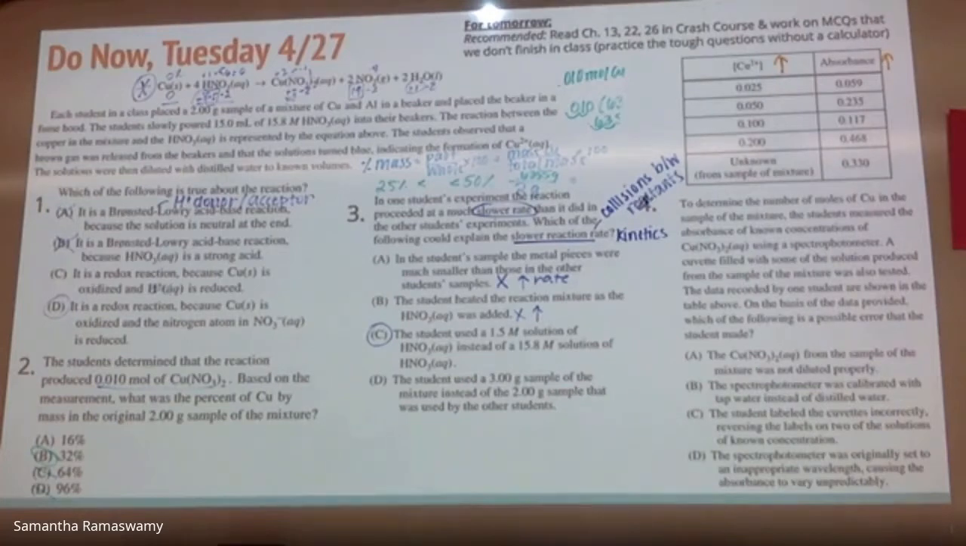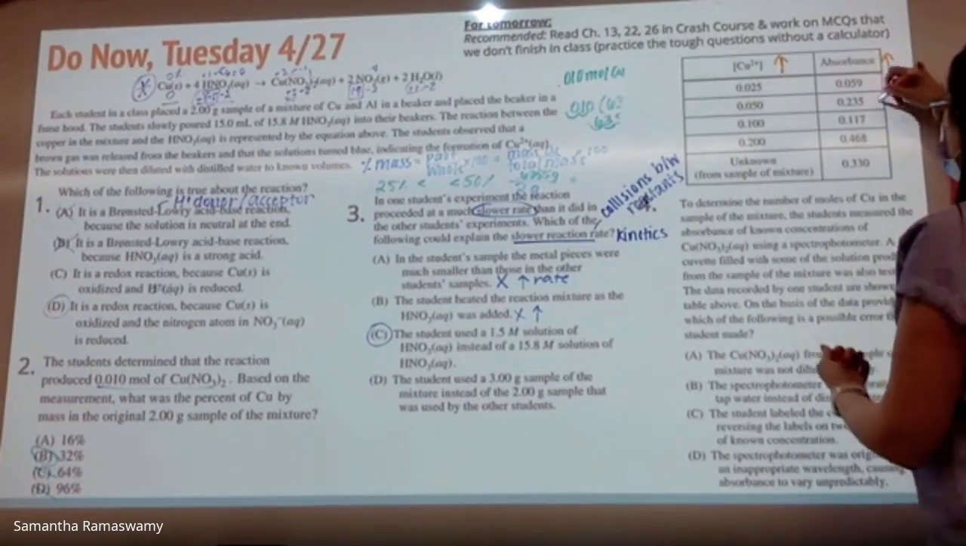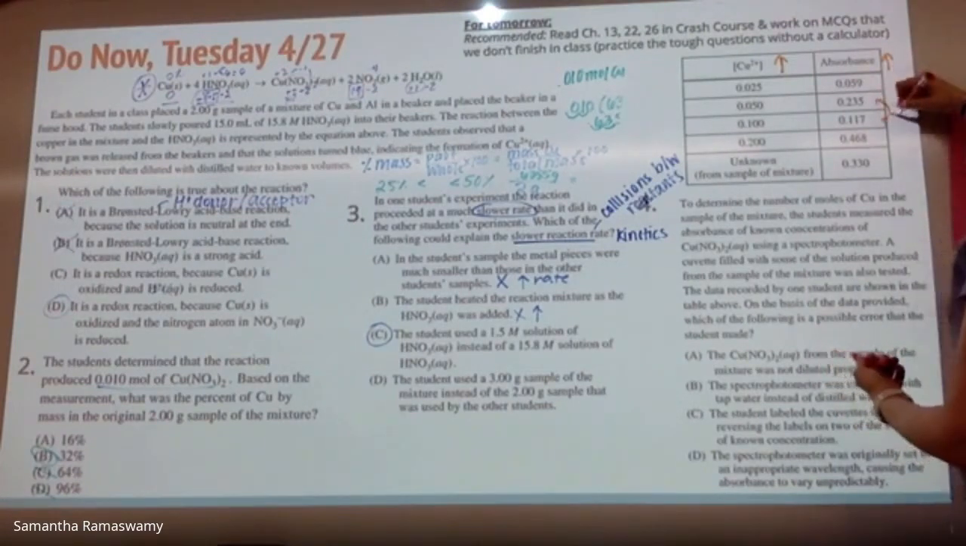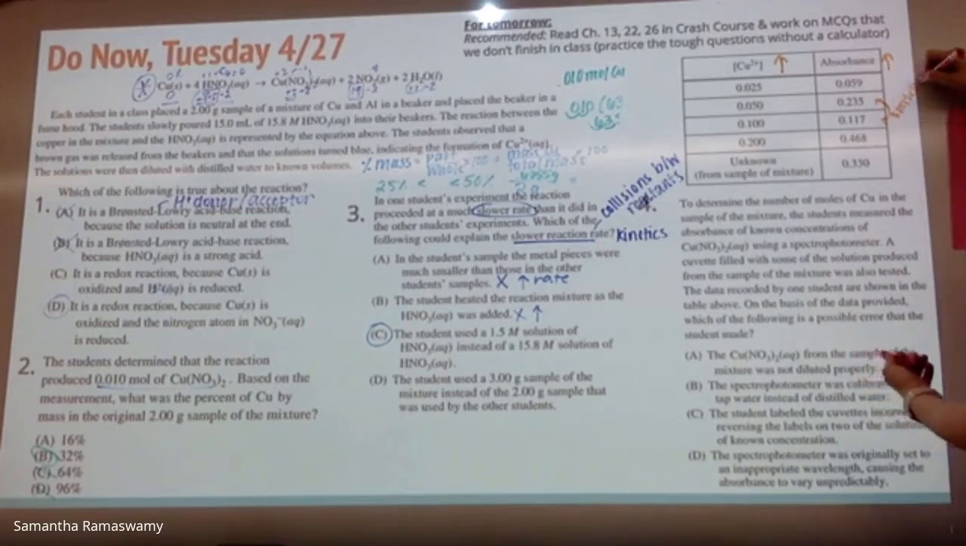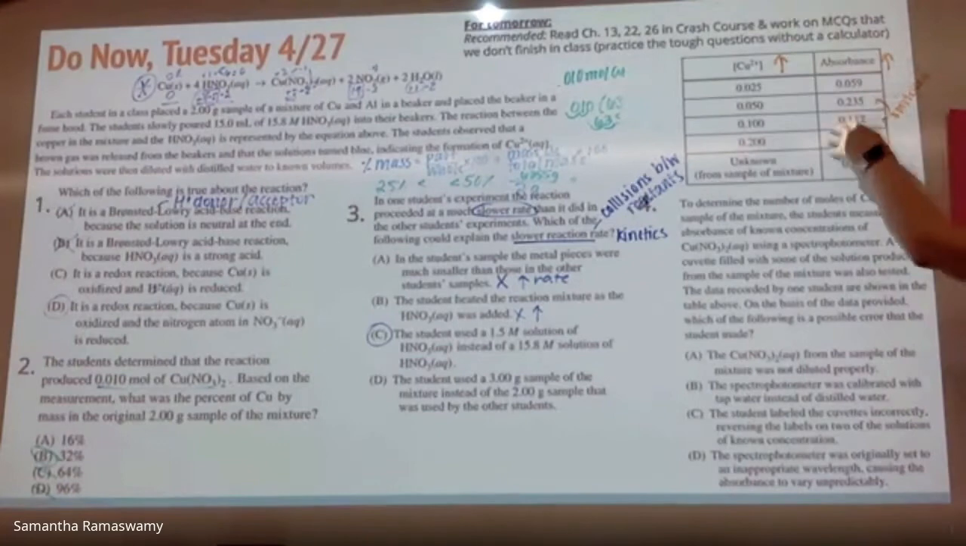Well, if you take a look at this, absorbance kind of increases here, but notice that these two numbers are switched. Because it should go 0.059, 0.117, 0.235, 0.468. So those numbers are switched. So we need to look at which of these answer choices matches the error that these two are switched.